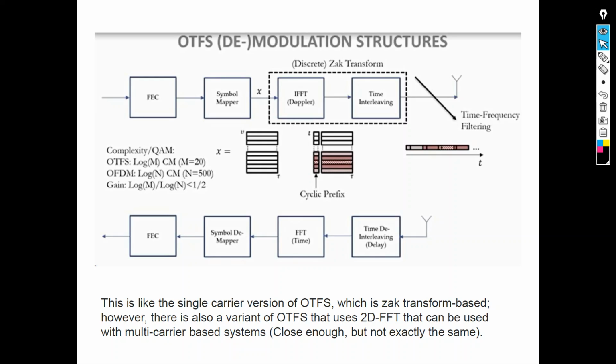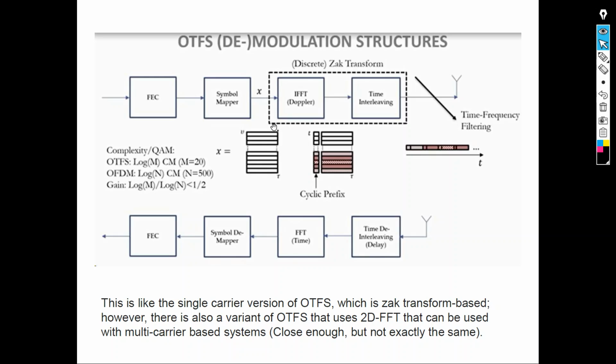OTFS demodulation structure. How do you do that? With coding. First, you have your data bits. Then you perform forward error correction coding, which basically increases the length of your data bits, adding redundant bits to protect you from channel impairments. And then you have the symbol mapper here, which is basically QAM. Think of it like a QAM modulation that maps the bits to complex symbols.